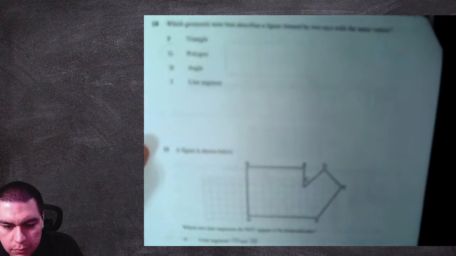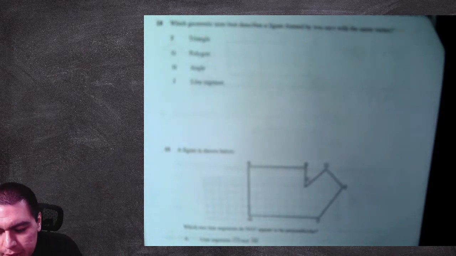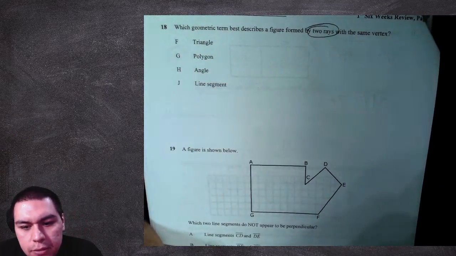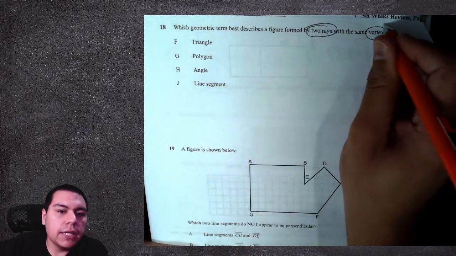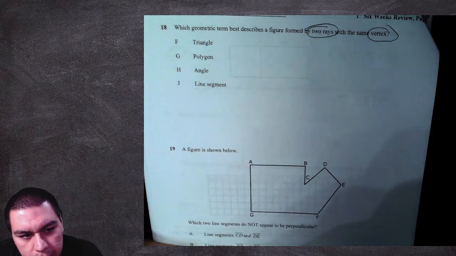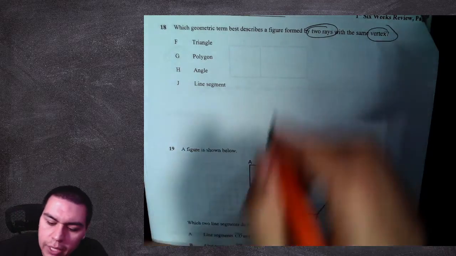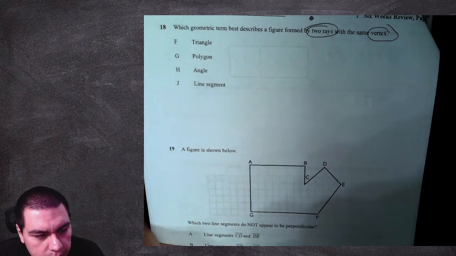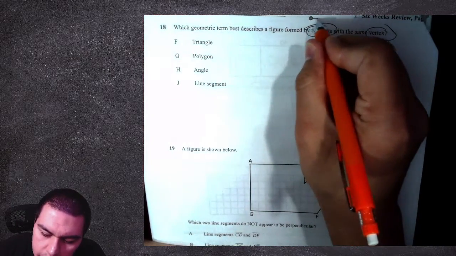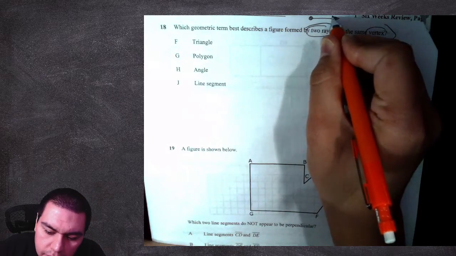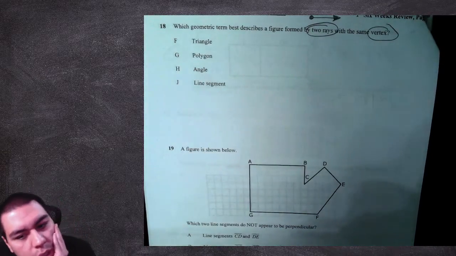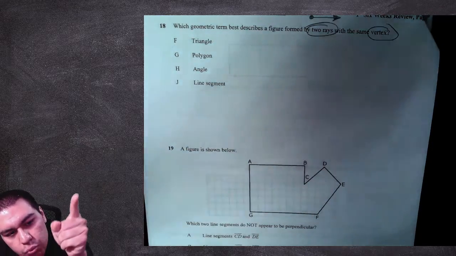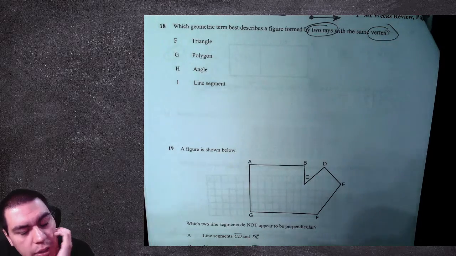Number 18. Which geometric term best describes a figure formed by, ooh, I like these, two rays with the same vertex? So remember, a ray has an endpoint, and the other side goes on and on forever. Again, I usually think of those guns they have in Star Wars. Pew, pew, pew. And the laser just shoots out forever and ever until it hits a wall or something.